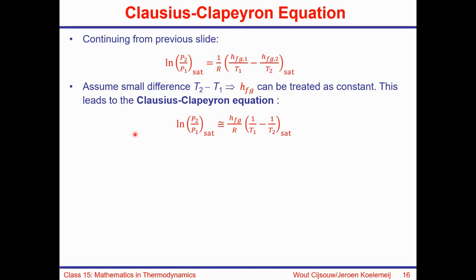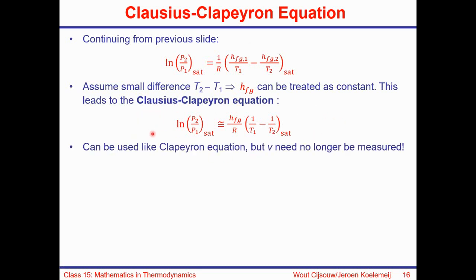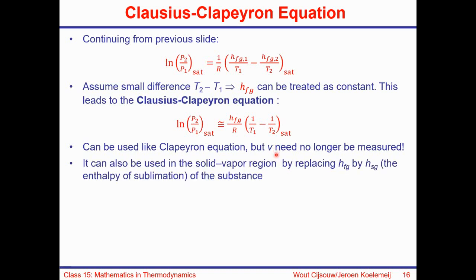And this is the Clausius-Clapeyron equation, where we can use that in the same way as we would like to use the Clapeyron equation itself. But in this case, we no longer need to measure the specific volume. So life is simpler. And of course, this can also be used in the solid to vapor phase transition. In that case, we would replace the enthalpy of vaporization by the enthalpy of sublimation.